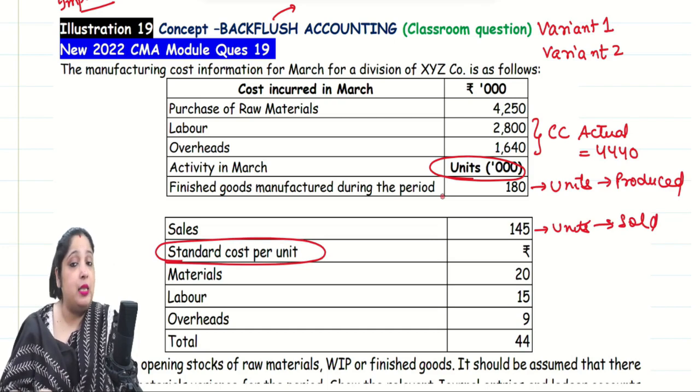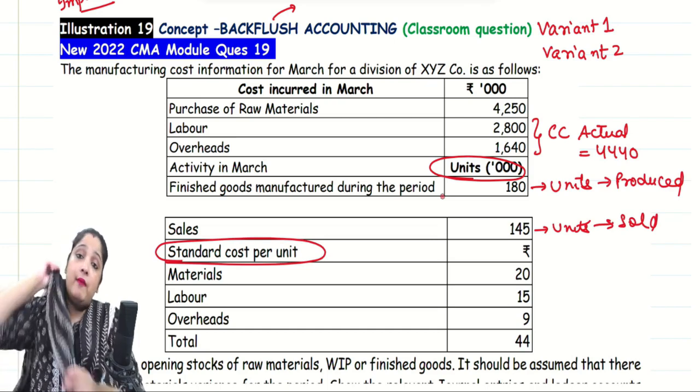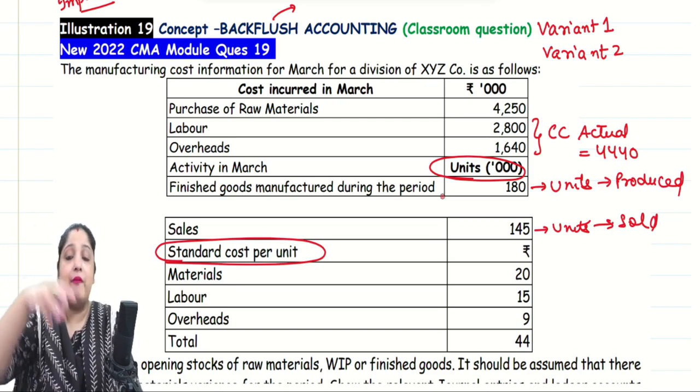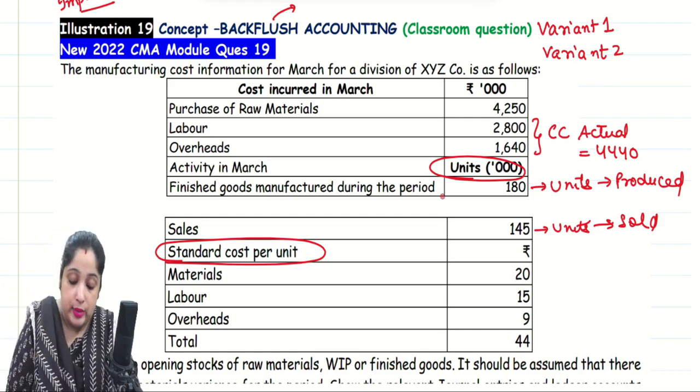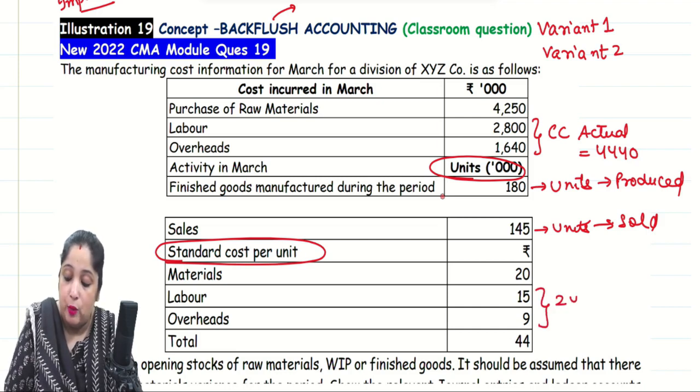I have been mentioning this from the very beginning that in our cost records, whether traditional or backflush, we just try to find out standard cost. And they are telling you standard cost: material is 20 and labor overheads, let us add this up, 15 plus 9 is 24 rupees. This is your conversion cost, standard conversion cost, right? Standard. And raw material cost is 20.